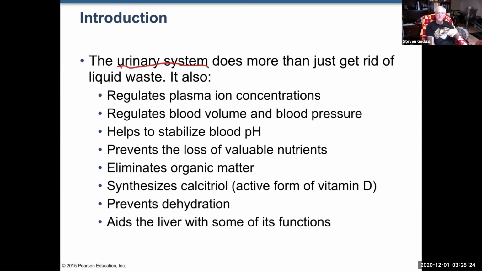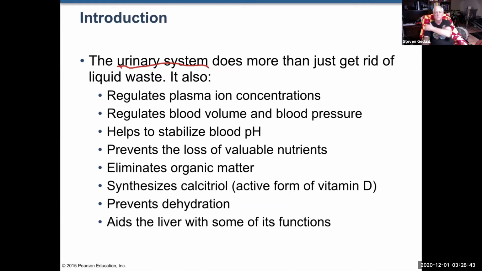It regulates blood volume and blood pressure by releasing renin, angiotensin, things like that. It helps you stabilize the blood pH by regulating hydrogen ion concentration. It prevents the loss of valuable nutrients by letting them not filter out, and eliminates organic matter that you don't need in the body.